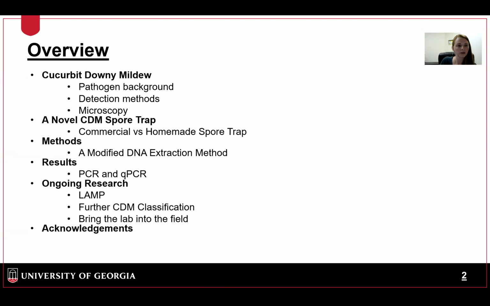So, brief overview. First, we will look at cucurbit downy mildew, the pathogen. Then I'm going to introduce a novel cucurbit downy mildew spore trap. The methods, results, and ongoing research associated with that as well.